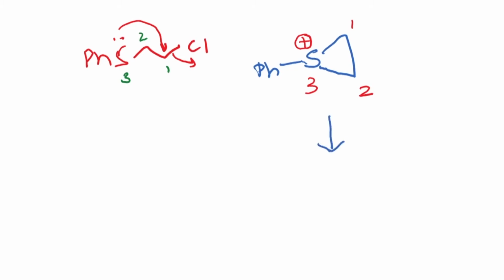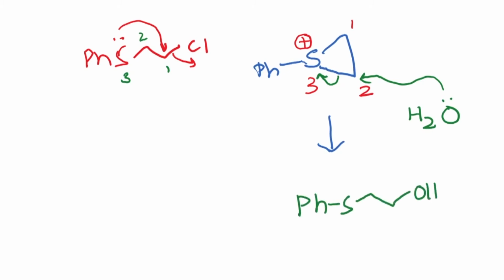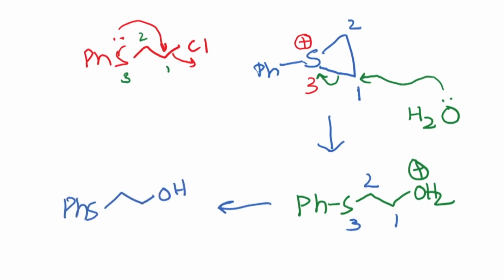thioepoxide kind of situation. And now the attack of water is greatly facilitated because of the increased electrophilicity of this carbon 1 or carbon 2. They are identical in this case, so you'll end up with SOH2 plus. And so just to keep the numbering the same, I will switch these two so that we don't get confused. So this will be 2 and this will be 1. And so you end up with 1, 2, 3. This can lose a proton to give you the final product as shown here.